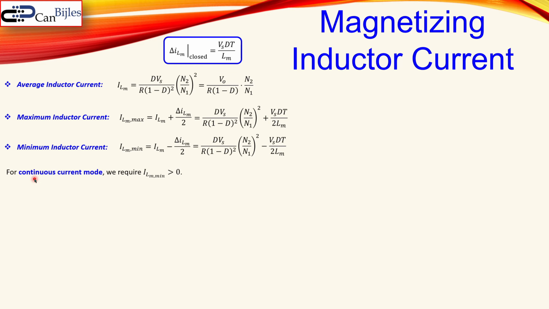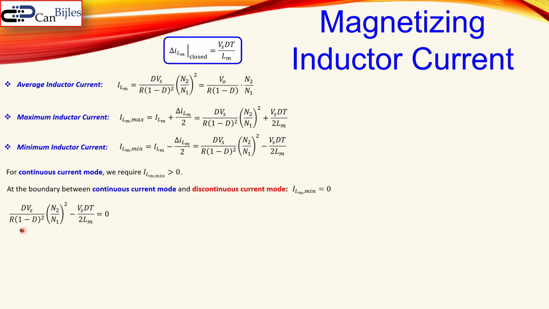As I said before, for the continuous conduction mode or continuous current mode, we require that our minimum inductor current must not be 0. So it means we need to make that larger than 0. At the boundary between the continuous and the discontinuous current mode, the minimum inductor current is exactly 0. So you can look at this equation and use that to find what you need to have for your parameter Lm.